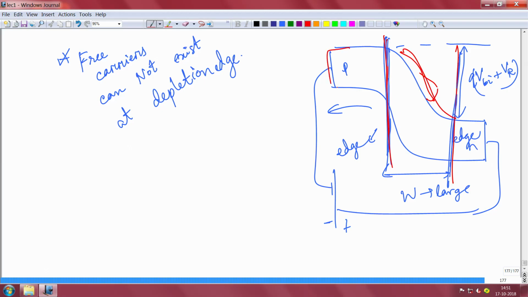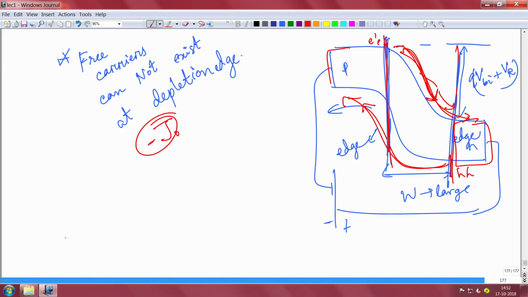So, in the p side, what is the minority? Minority is electron. So, if the electron happens to come here at this edge, it will be immediately swept away to the other side. And on the n side, what is the minority? Hole. If the hole comes at the depletion edge somehow, it will be immediately swept away this side, because for hole this is lower energy, it goes like that, for electron it comes like that, right. So, immediately it will be swept away. That immediate sweeping away of the minority carrier is what contributes to J naught, okay, minus J naught current.